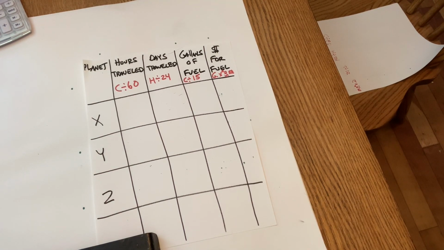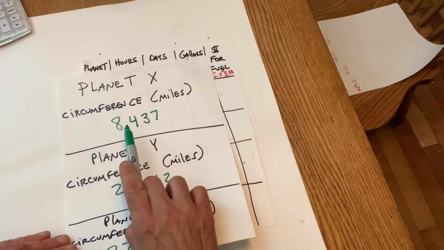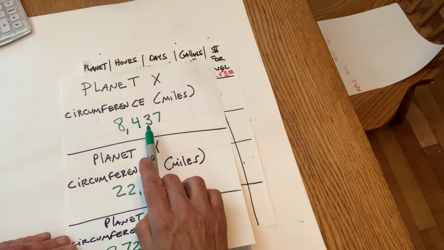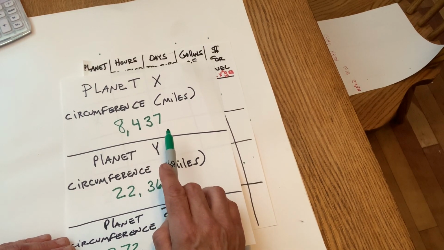So let's take a look at planet X, which I made up. Now for each of the planets, I'll tell you their circumference. Using that number, though, we're going to convert that to time and money. So planet X, the circumference is 8,437 miles, 8437.